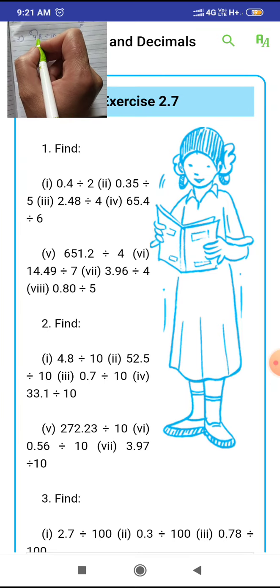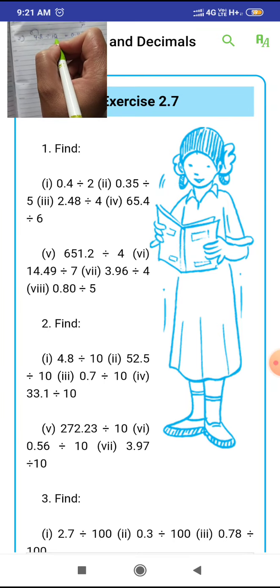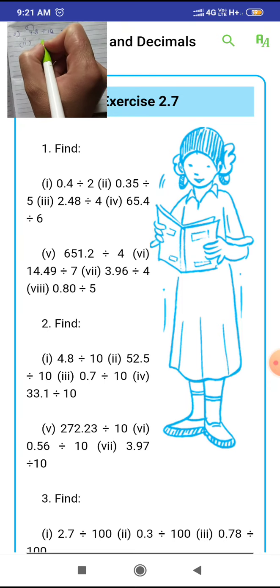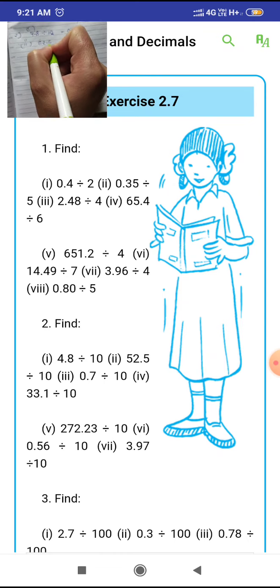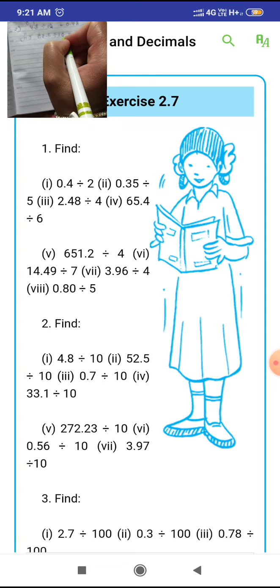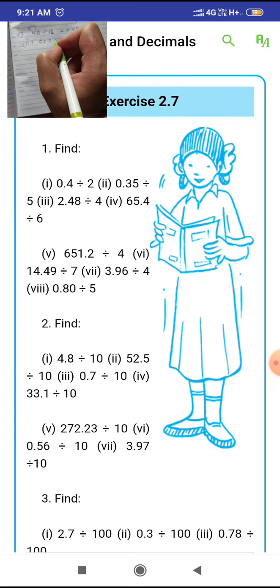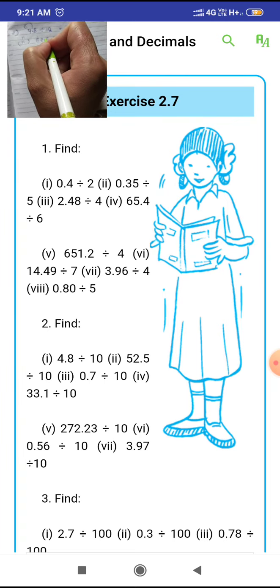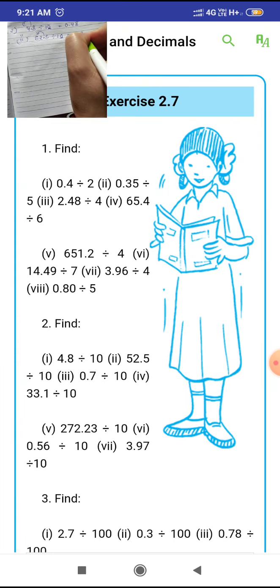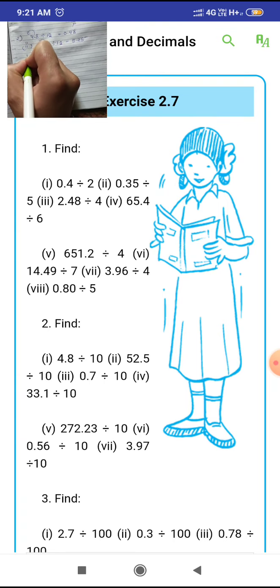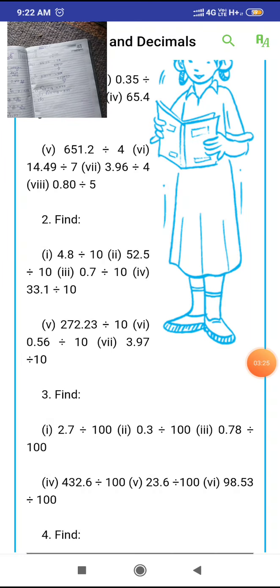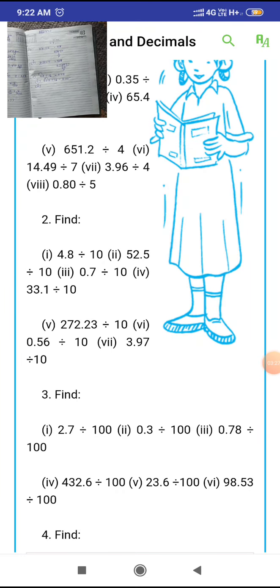Shifting of the decimal depends upon how many zeros you have. In the second part, we have 52.5 and it is also divided by 10. So here is also 10. So our decimal is shifted only one place from the right side to the left side. So we have 5.25 as our answer. In this manner, you can solve the remaining parts of the second question.